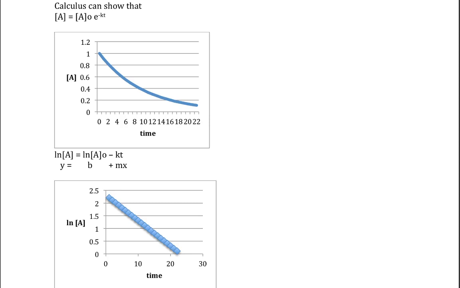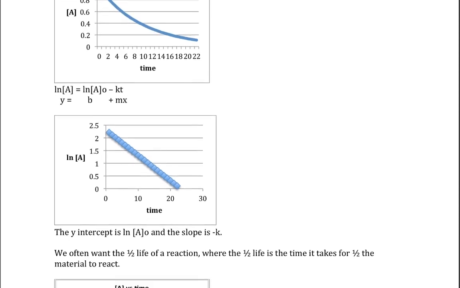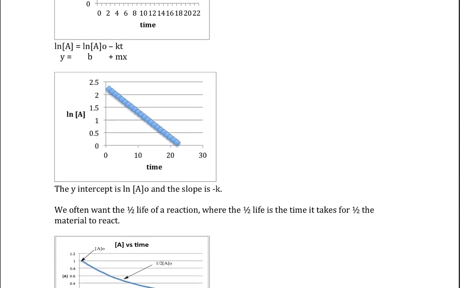If we equate that with y equals mx plus b, we would have y equals b plus mx written directly below. That is to say, ln of A like y, and then ln of A naught is the y-intercept, b, and then we have minus kt equated with mx, that is m is minus k, and x would be like time. Okay, so a graph of ln of A versus time is linear with a slope of minus k.